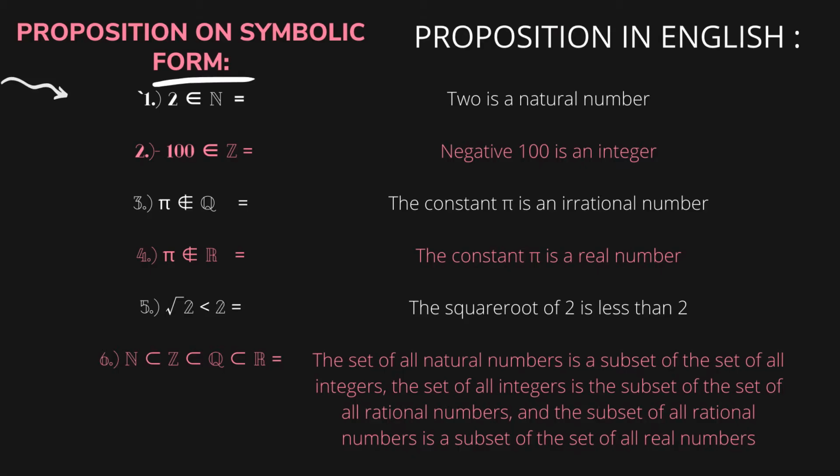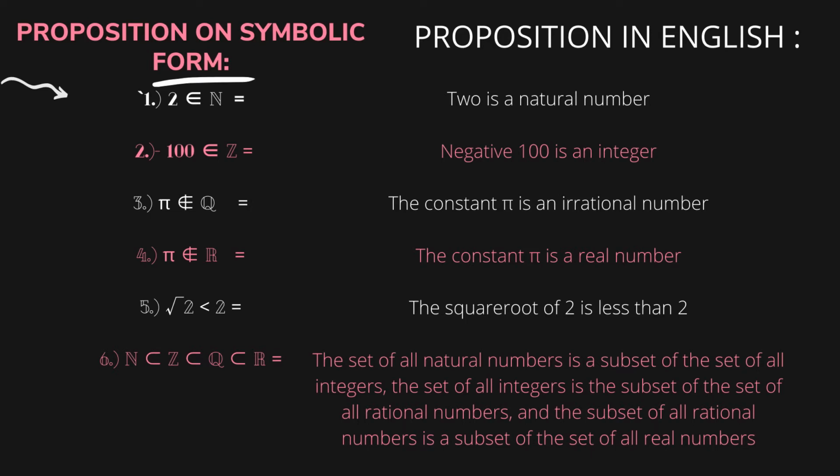Here are some symbolic forms in mathematics that we need to be familiarized with. Number 1, 2 is a natural number, and the N symbolizes the set of natural numbers. Number 2, negative 100 is an integer, and the Z symbolizes the set of integers. Number 3, the constant pi is an irrational number, and the Q symbolizes the set of irrational numbers. Number 4, the constant pi is a real number, and R symbolizes the set of real numbers.